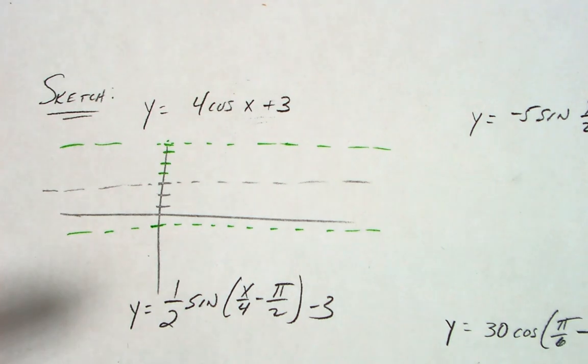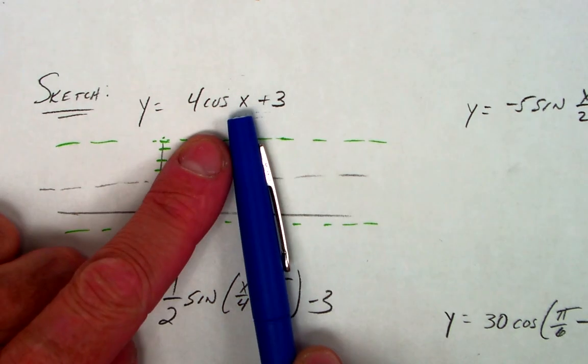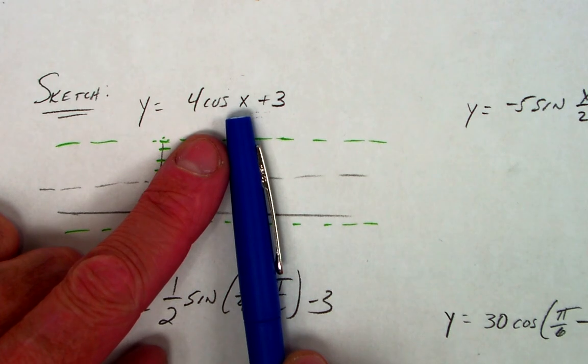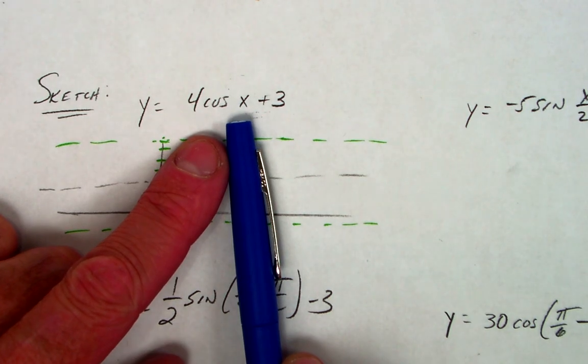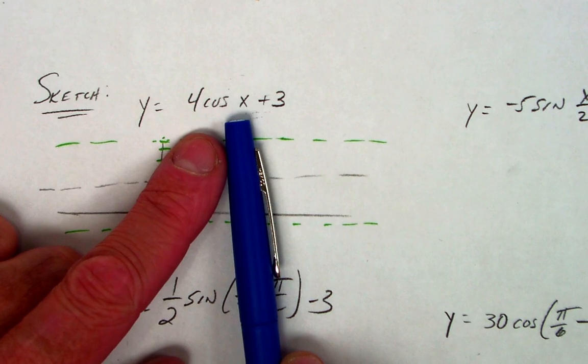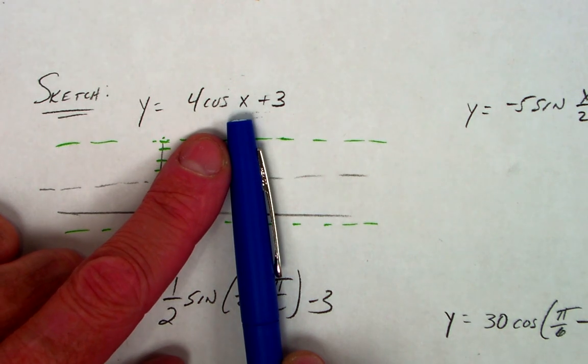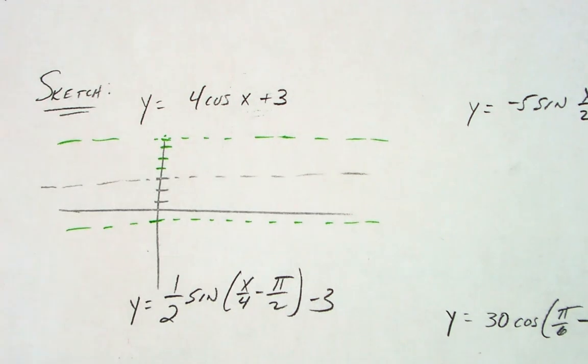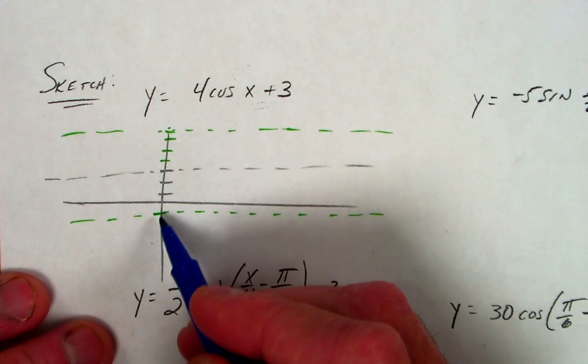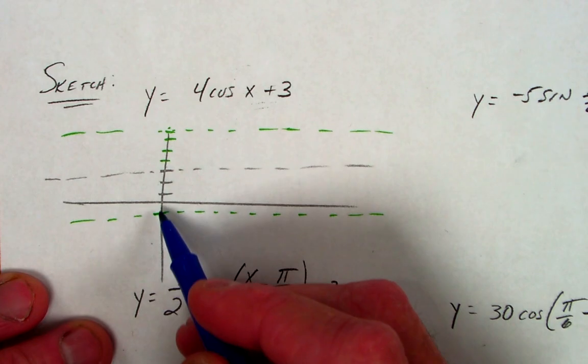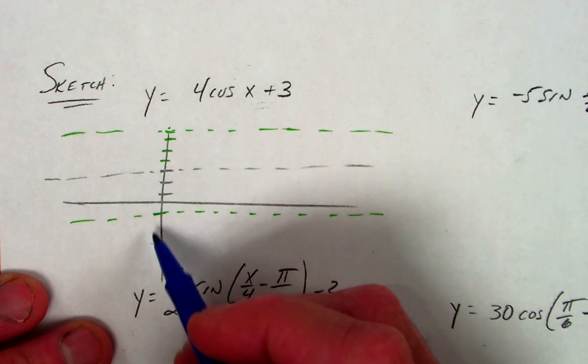And now I've just got to draw my cosine. Okay. This one has not been horizontally impacted at all. There's nothing being done to my x. It's just x. So I've got my little box that it's got to live in. At 0, where's it going to be? Top, middle, or bottom? Cosine. It's going to be top.